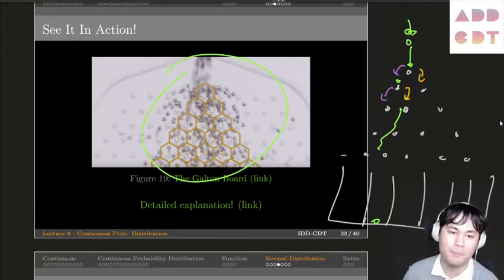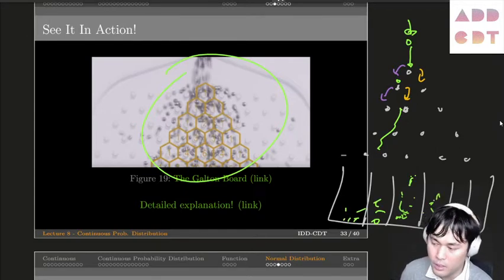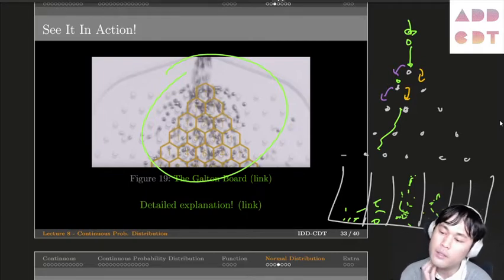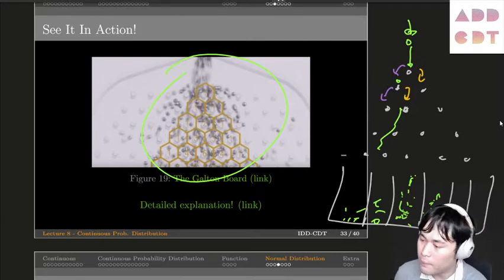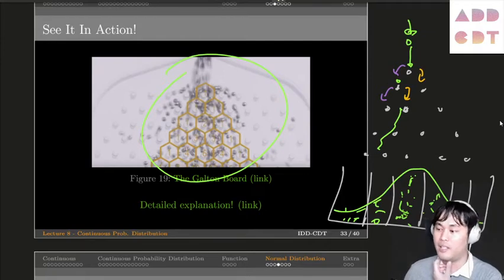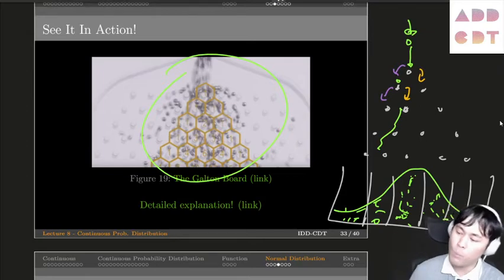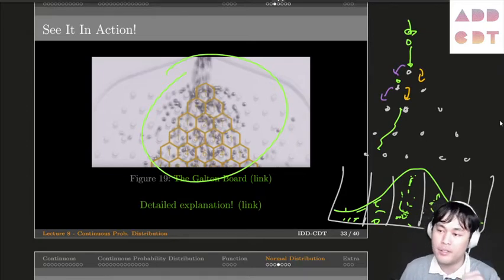So if we drop hundreds of balls, they are going to bounce back and forth, and eventually they are going to accumulate in the bottom, in the bars at the end. And you can see that the shape will look like what we just drew, the shape of the normal distribution. And the nice thing is, it doesn't matter the number of balls or how many times you run this experiment.